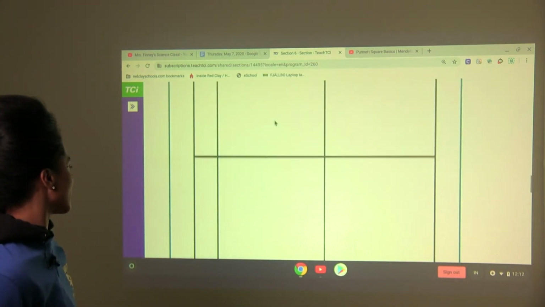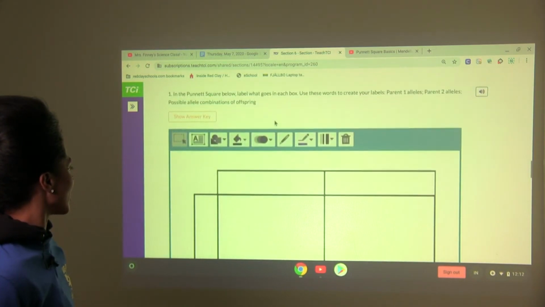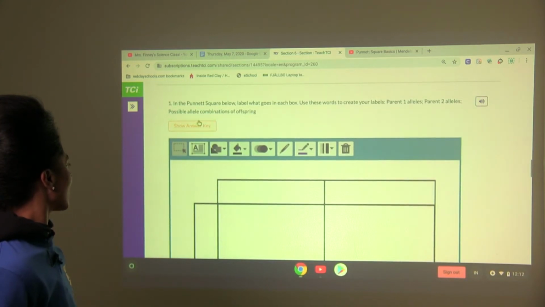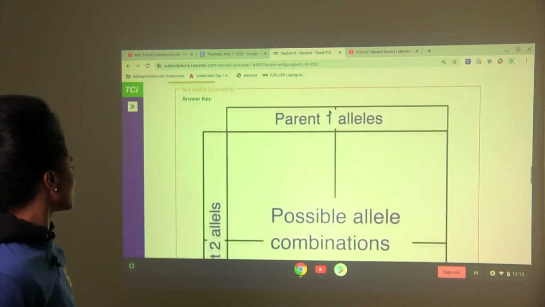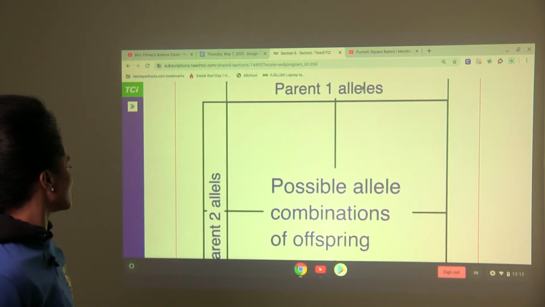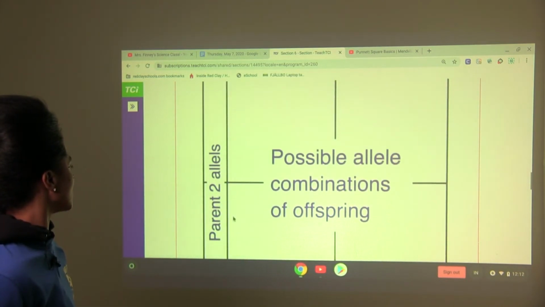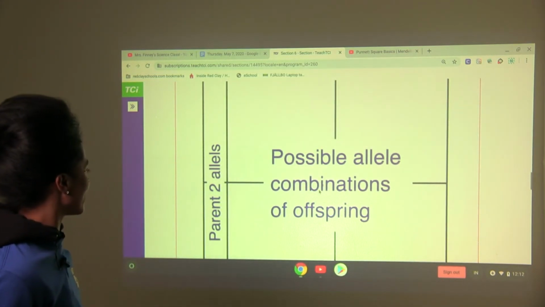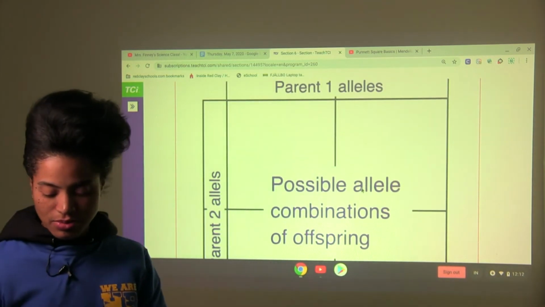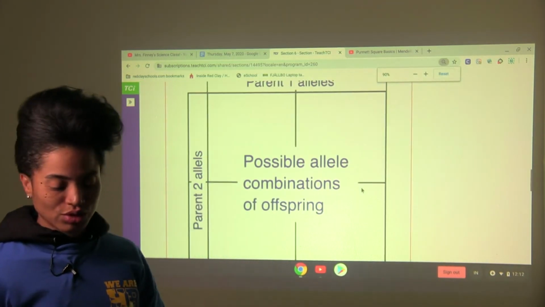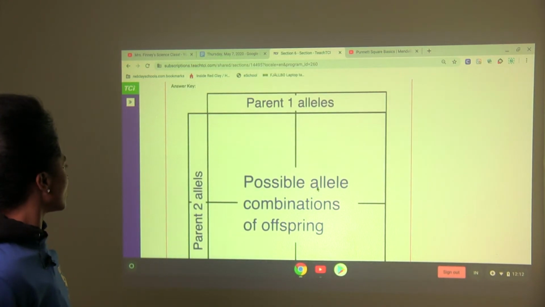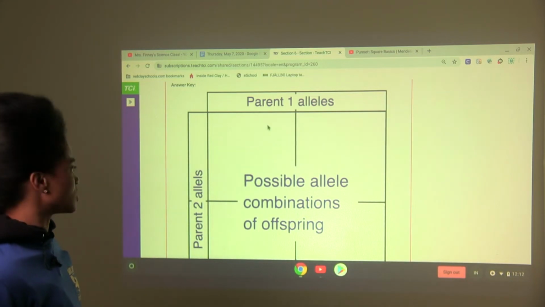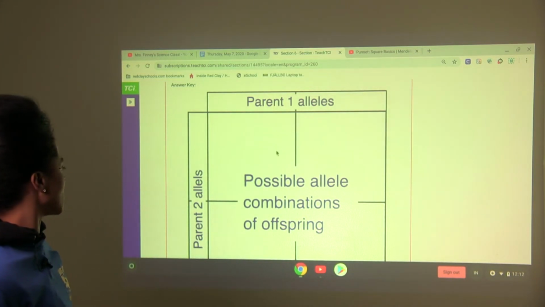All right, so here you're getting creative. Take a look here. How can we fill this in? Here's an example. Parent 1 alleles, and then you could put parent 2 alleles, and then possible allele combinations of offspring falls in the middle. So jot this down and make sure you design your chart similarly. And again, you can switch this up. You can put parent 1 here, parent 2 there.